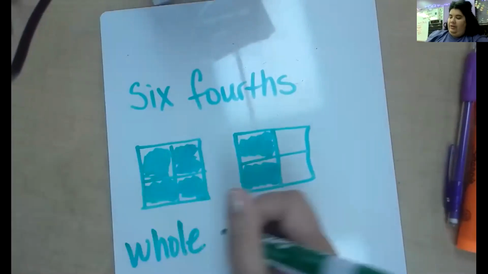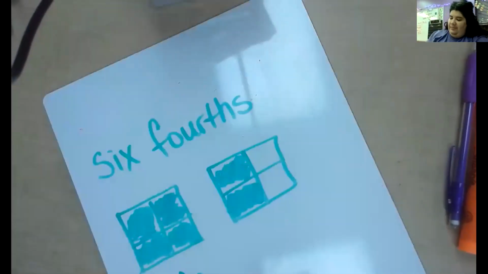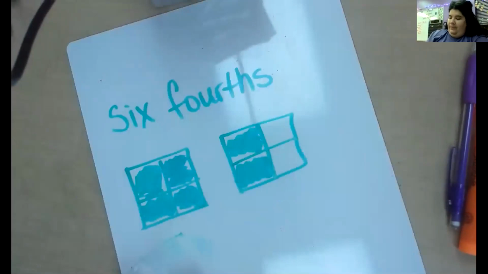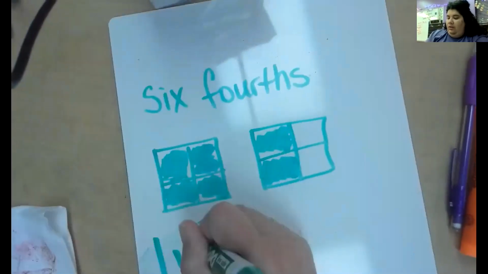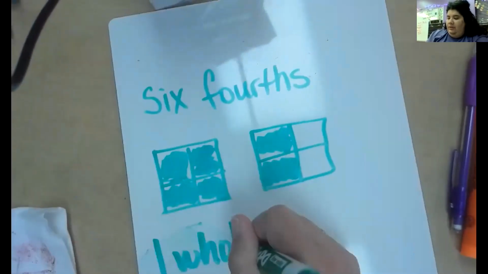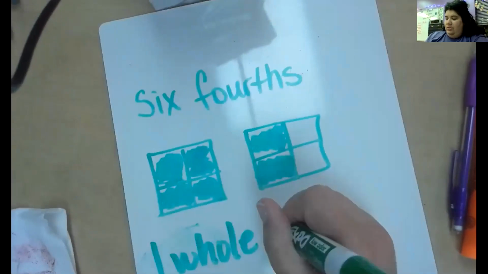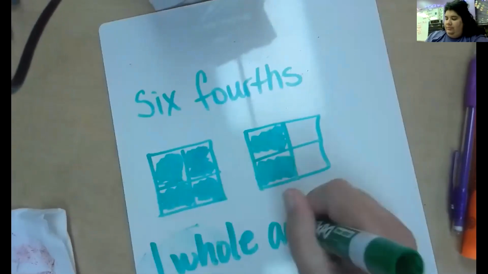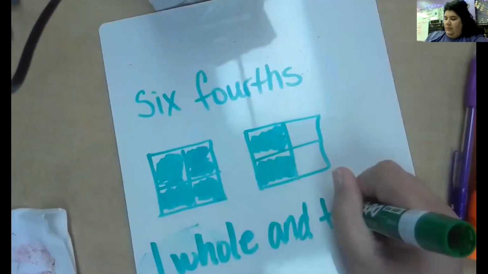So I have, try this one more time. I have one whole shape and two fourths.